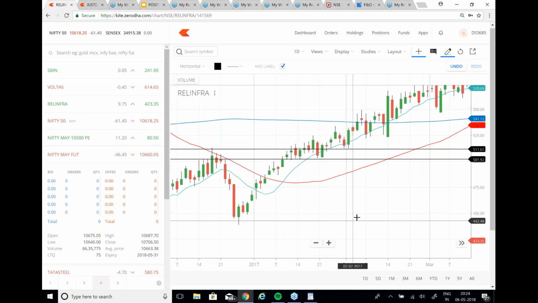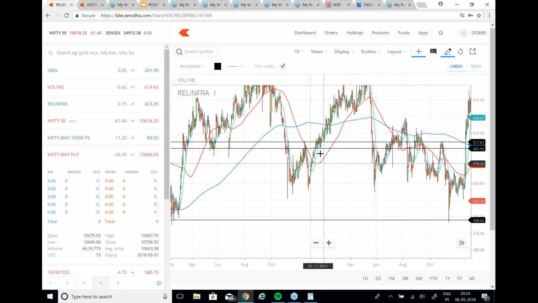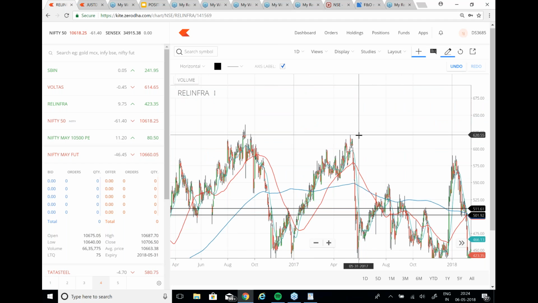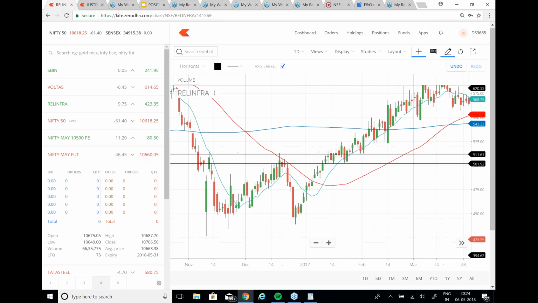And see from here, where did this stock go? From 511 it went up to 620. I think I gave Reliance Infra also on YouTube. You can go back and refer to my videos of January or February of 2017. I'm 100% sure I have given it.